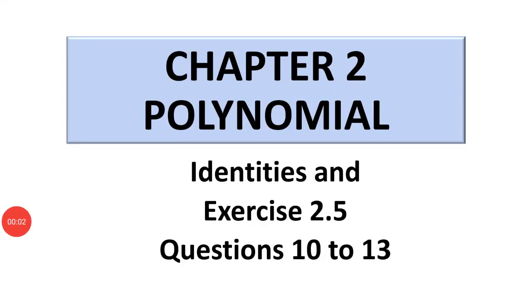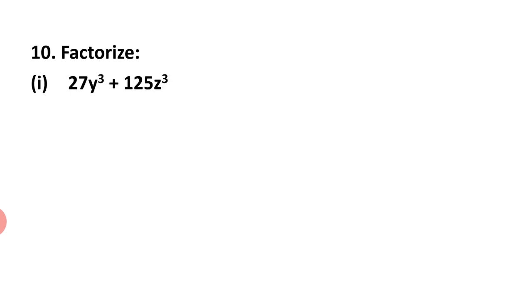Welcome students. In this video we are going to see a few more problems from exercise 2.5, that is question number 10 to 13. Again, these questions are based on identities. So let us go to question number 10, and it is factorize. Now here the expression is 27y cube plus 125z cube.